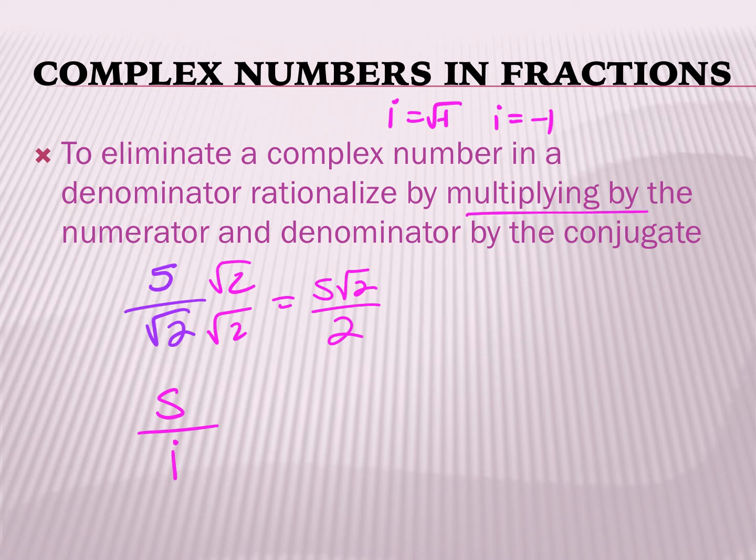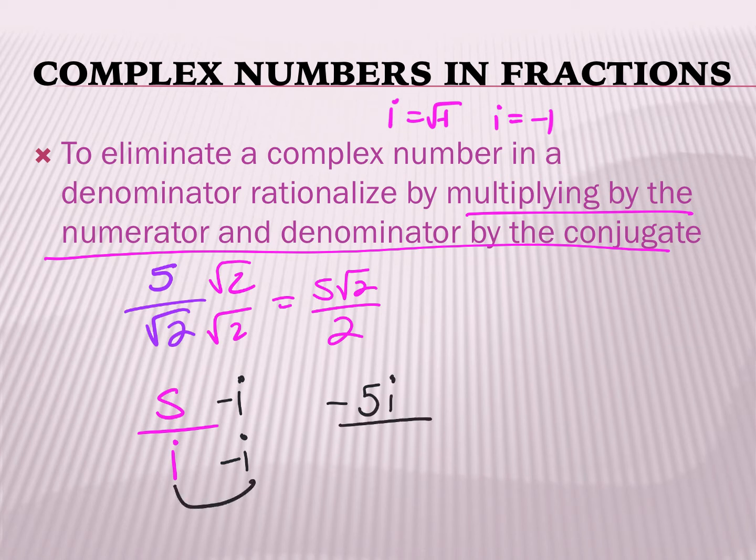So we multiply the numerator and the denominator by the conjugate. So let's just say it's just I in the bottom. What's the conjugate of I? Negative I. So we would multiply both of these by negative I. I'd get negative 5I over I times negative I, which would be negative I squared, which is negative 1, which just becomes negative 5I.